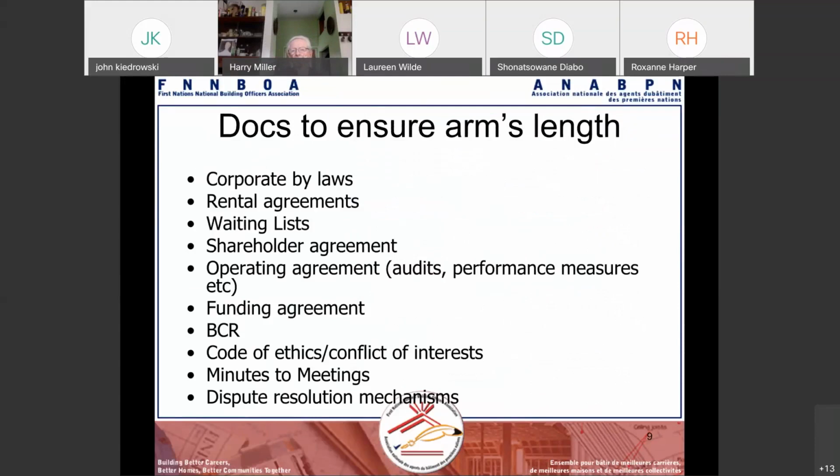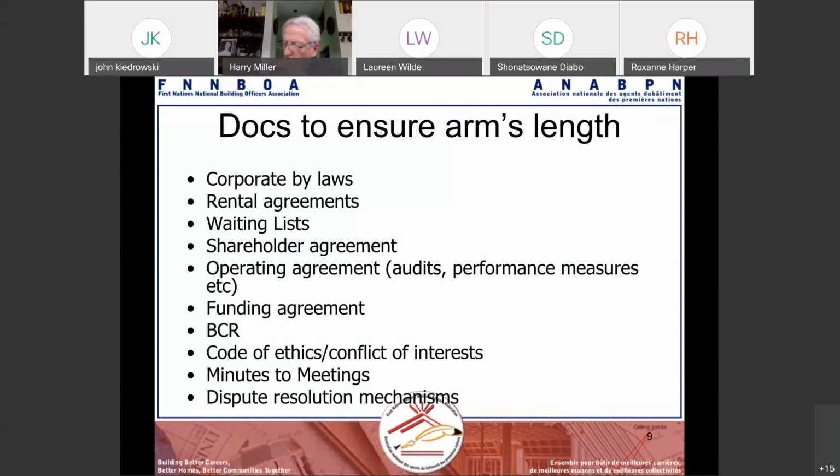So how do we ensure an arm's length relationship? There's a number of key documents from the housing authority. So for example, there's corporate bylaws. And the corporate bylaws specifically are clear on how the board functions, how decisions are made, recording the minutes, how the minutes are going to be held, in camera, the meeting, because they're accountable back to the shareholders collectively.